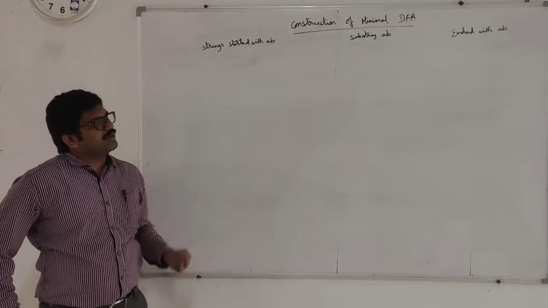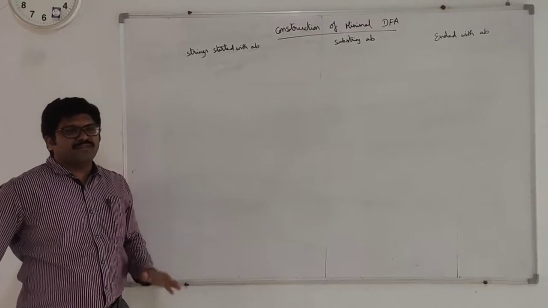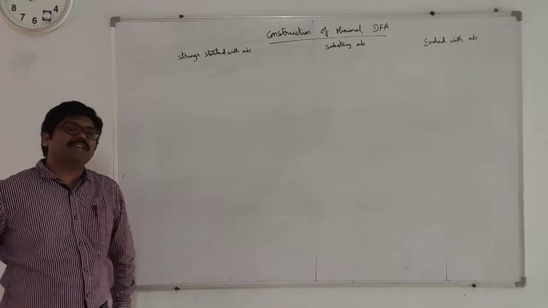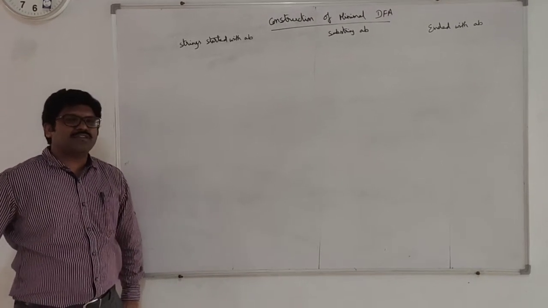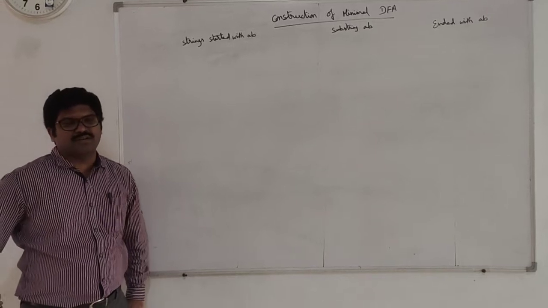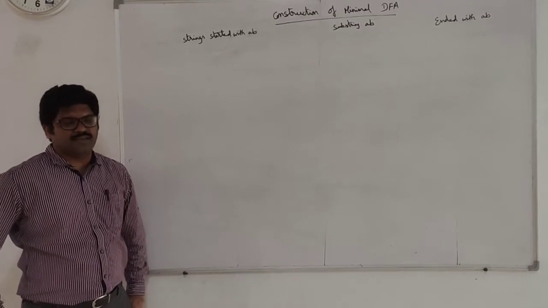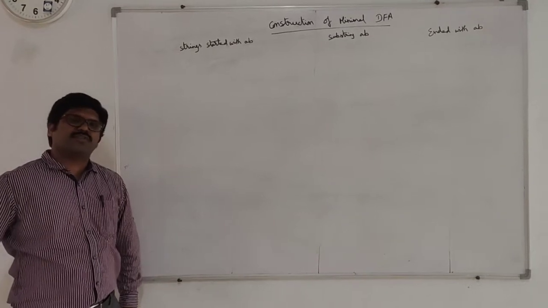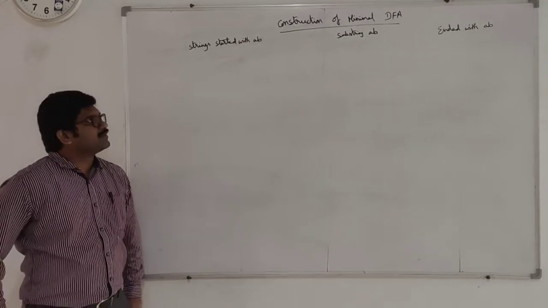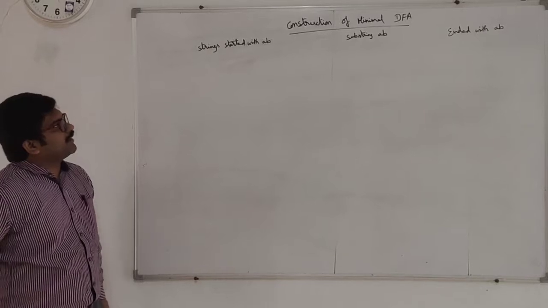So I said construction of DFA, which means nothing but construction of minimal DFA. What does minimal DFA mean? A DFA which consists of the least number of states, so that we call it a minimal DFA. In every problem, construction of DFA is nothing but construction of minimal DFA only. Okay, so now we will see with an example.